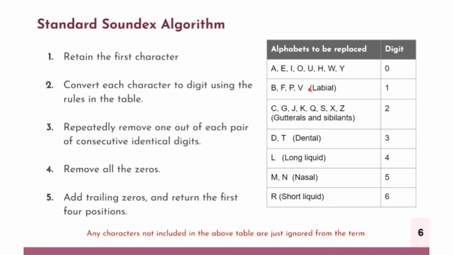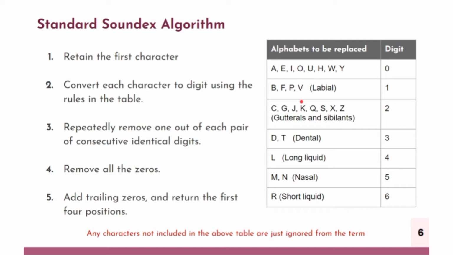The next category: B, F, P, V. These are called labials. What are labials? The characters whose sounds are produced using the movement of your lips. So B, F, P, V include the movement of your lips to produce a sound.